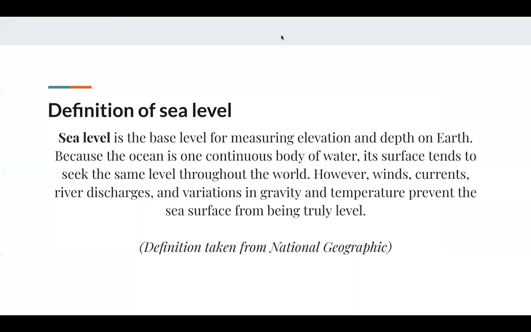So the definition of sea level. Sea level is the base level for measuring elevation and depth on Earth. Because the ocean is one continuous body of water, its surface tends to seek the same level throughout the world. However, winds, currents, river discharges, and variations in gravity and temperature prevent the sea surface from being truly level. Let's find out more about this.